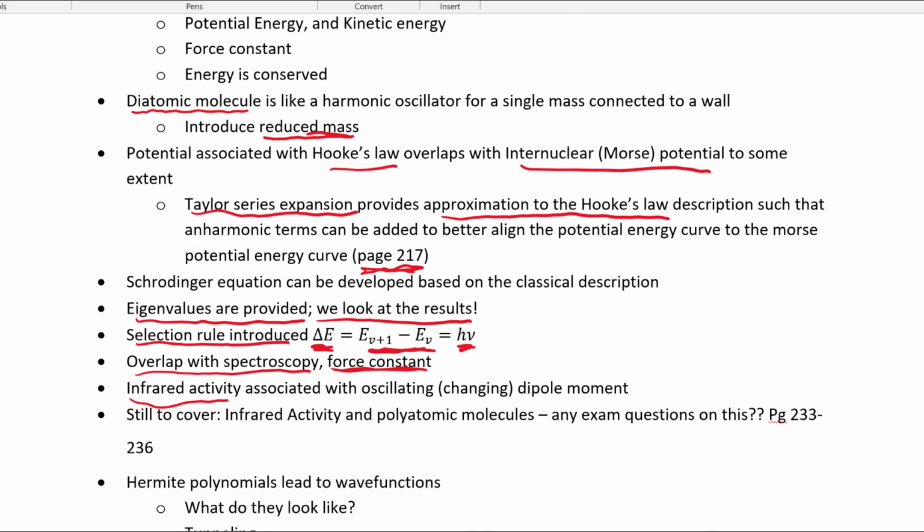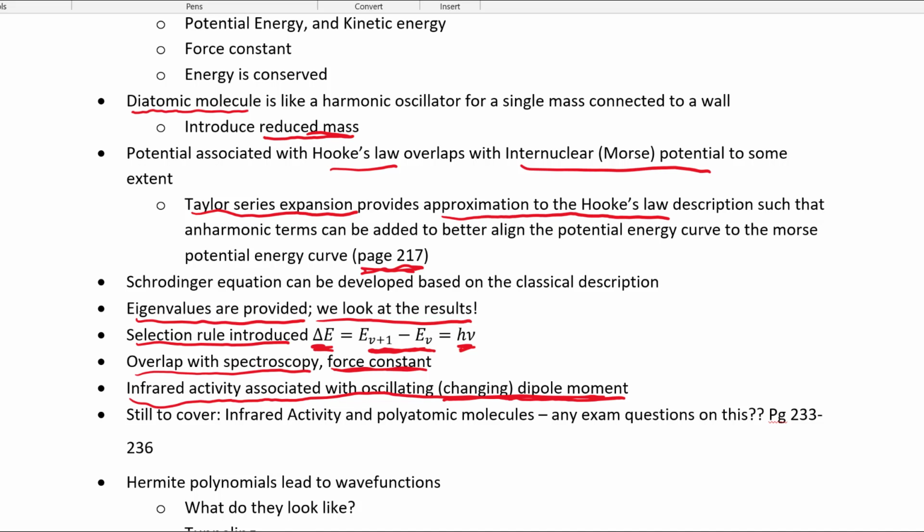We're also encouraged to recognize that it's in fact a changing dipole moment that's important, since we have an oscillating electromagnetic field. How does that oscillating electromagnetic field interact with matter? We have to have a changing dipole moment in order for that oscillating electromagnetic field to interact.